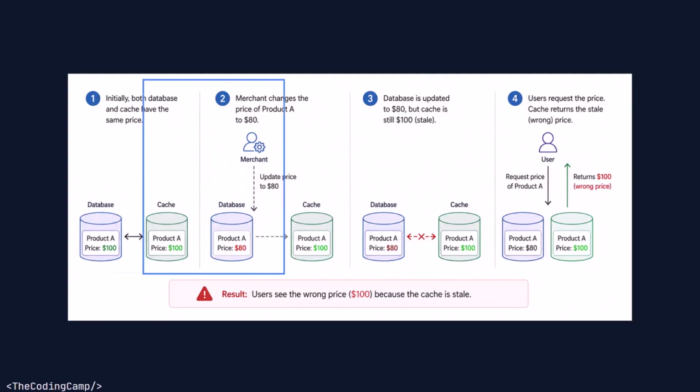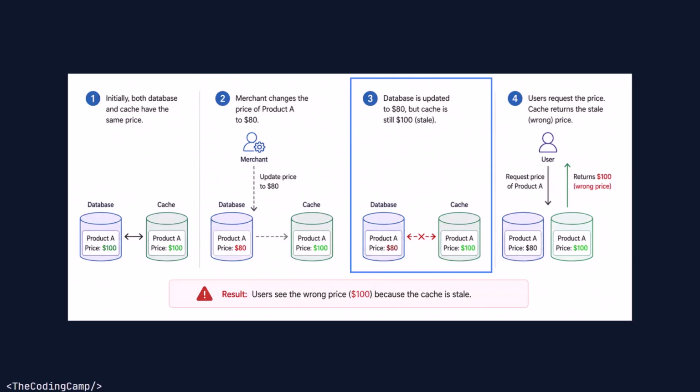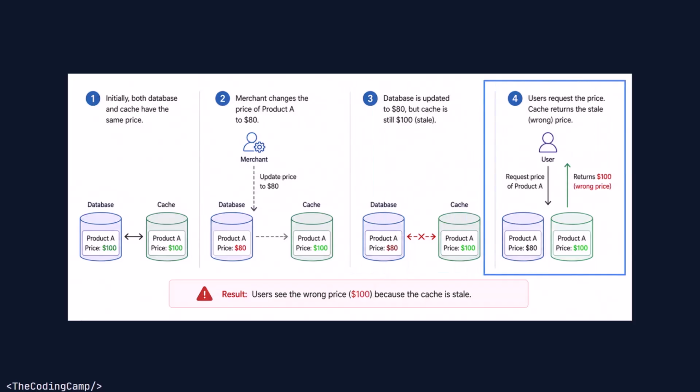Now the merchant changes the price to $80. So the database becomes 80. But the cache still says 100. Now users see the wrong price. That stale cache entry must be invalidated. So cache invalidation ensures fresh data, correct user experience, and consistency between cache and database.